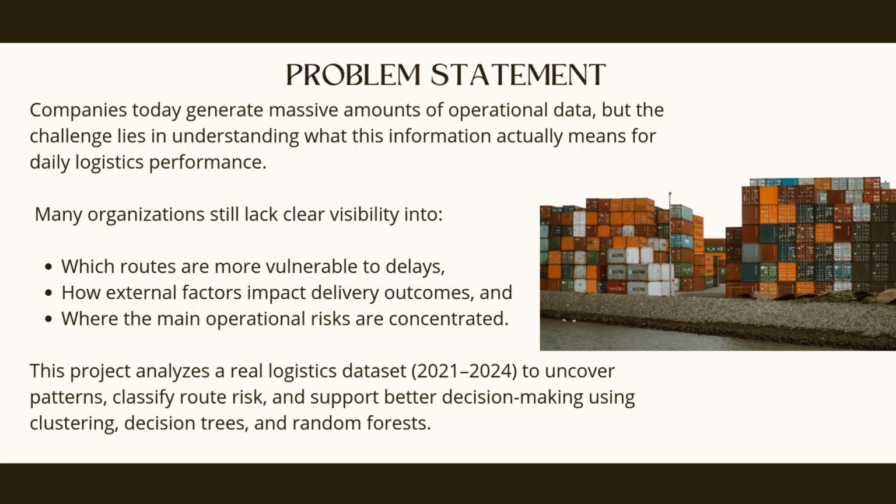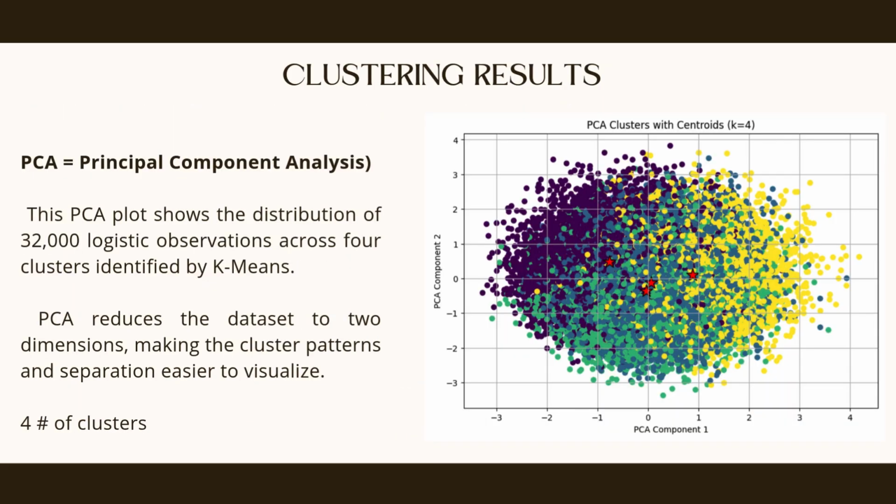It's not obvious which routes are more vulnerable to delays, how external factors impact deliveries, or where the main operational risks are concentrated. In this project, we use clustering, decision trees, and random forests to uncover patterns, classify the routes' risk, and support better logistics decision making.